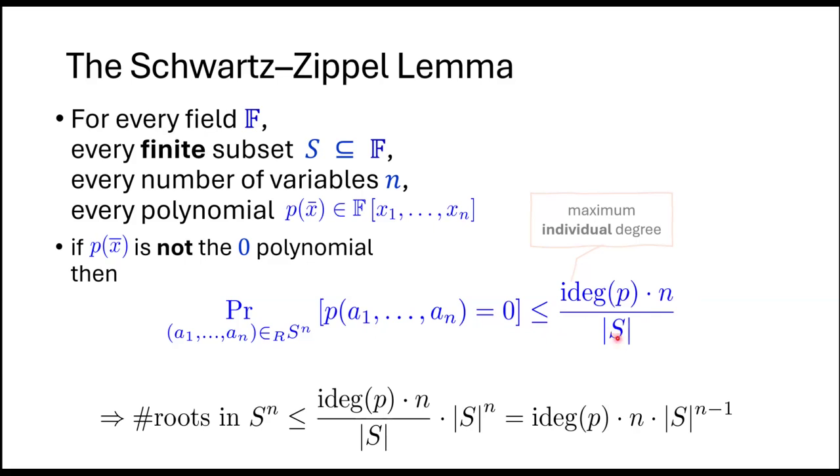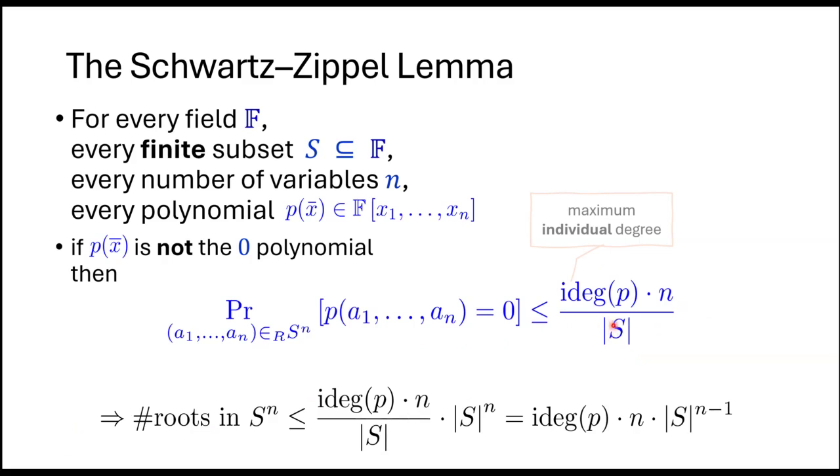So as S becomes bigger, this probability is smaller. So as we choose from a bigger cube, we have a better probability to not hit a wrong or a bad example where a non-zero polynomial is actually evaluated to zero. And indeed, this means the following.